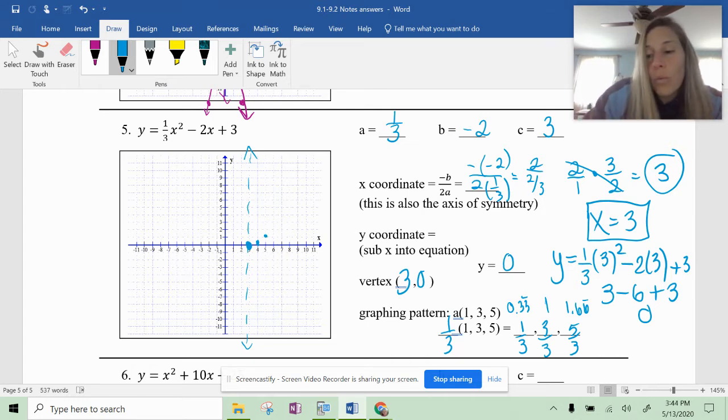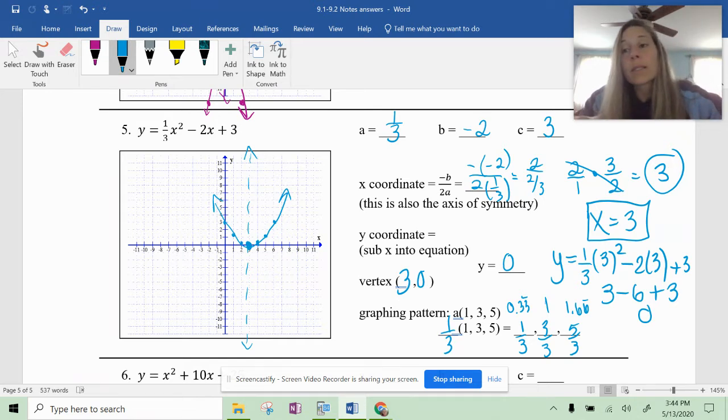And then I'm going to go up 1 2/3 boxes over 1. Same thing on the other side of the axis of symmetry. And this is going to be my parabola. And notice that because that a value was smaller, the graph is wider. Again, the domain is always all real numbers for these graphs.